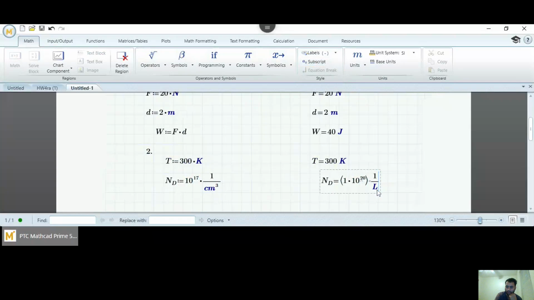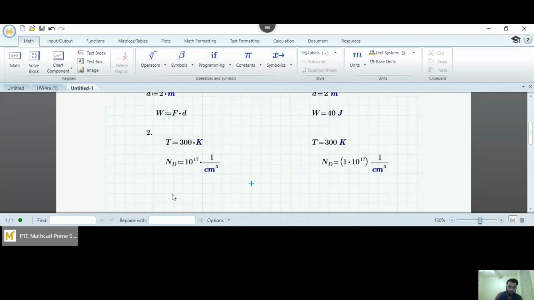You see, it's given this as L. L is basically a normal unit like meter. Let me write cubic centimeter. Right now it's the same. If you want to write in cubic meter, then look at how much it's going to be: 10 to the power 23. You see, it's 23. So now we have ND equal to this.